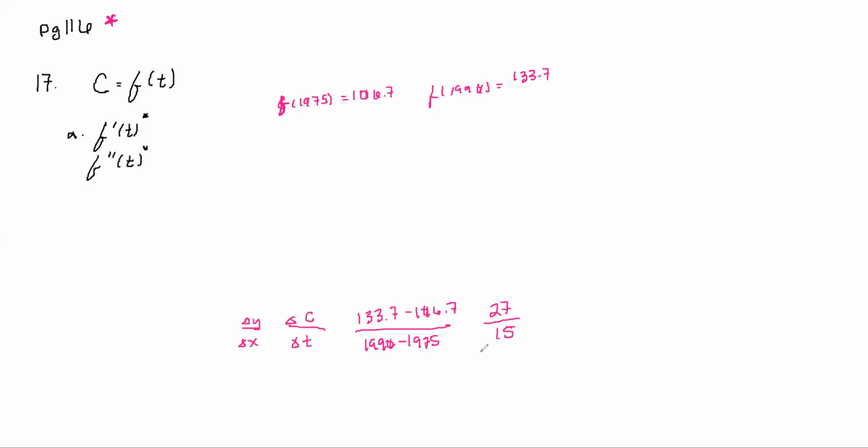And what we know about this is that it's positive, right? Because this number is smaller than this number. So we know that our first derivative is going to be positive. And we can tell that just by looking at what the average rate of change is.